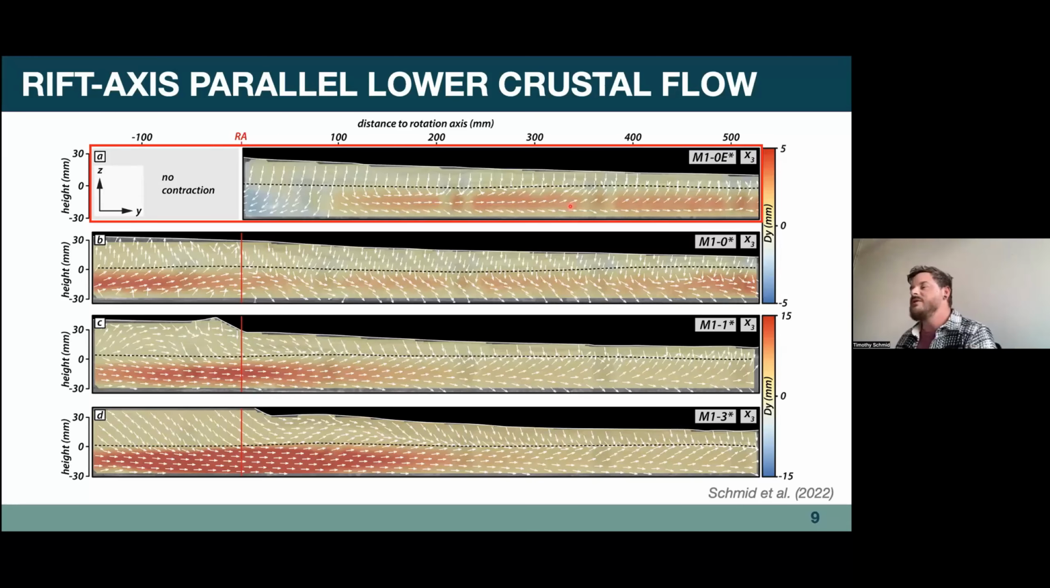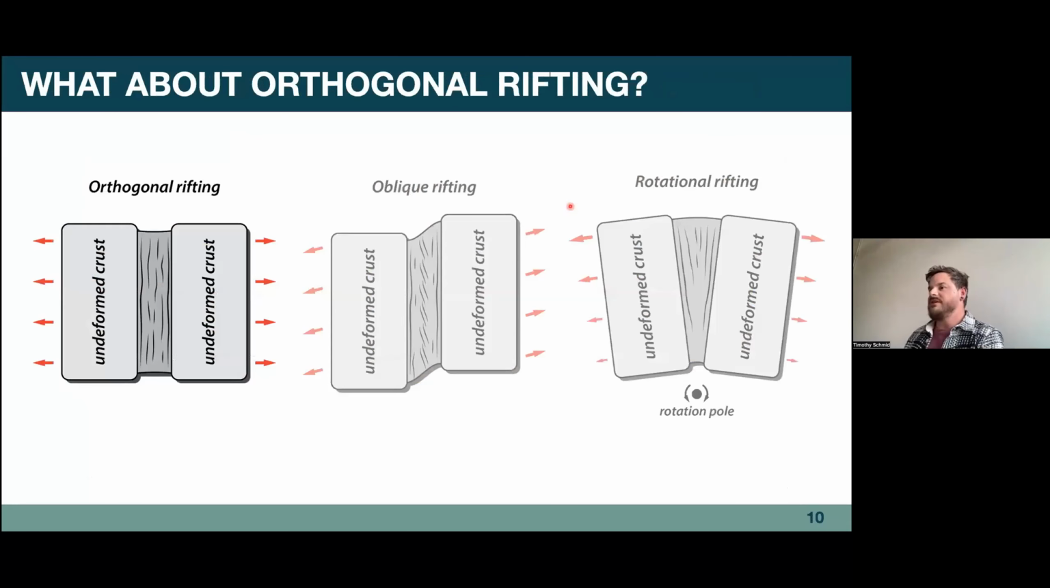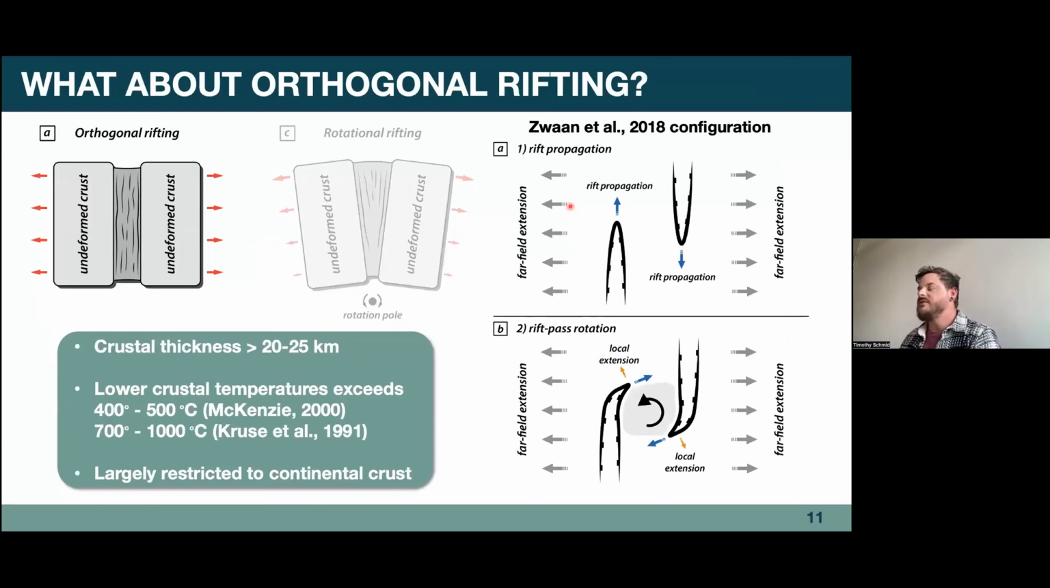Thank you. So what about orthogonal rifting? We also looked at this case, and for that we revisited a model from the Swan et al. 2018 study. We applied the same conditions where a lower crustal flow should occur. And what I looked at in this study is rift propagation and segment interaction.